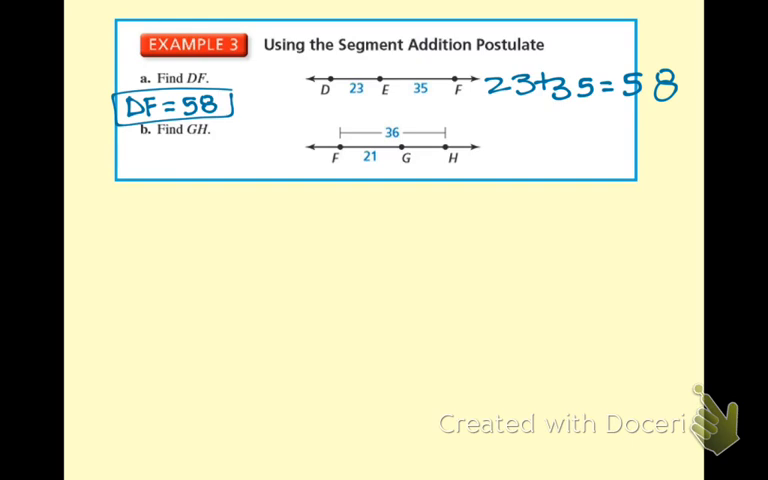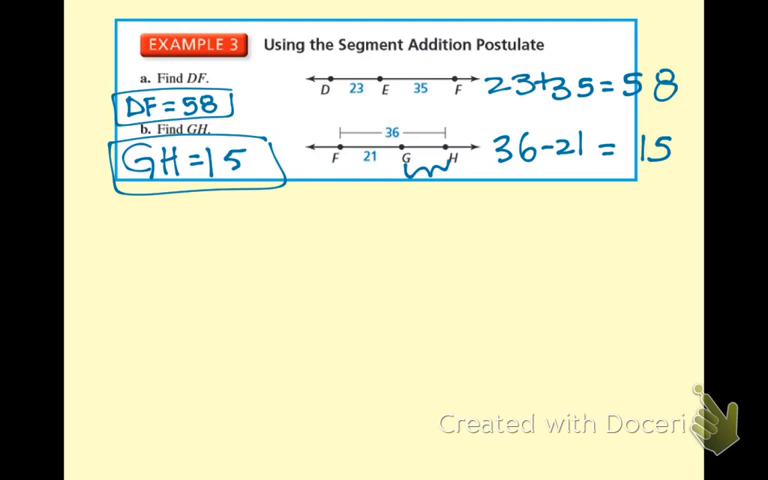All right, so now we're finding GH. So we have the full length of the line is 36. So can GH be bigger than 36? Absolutely not. So here's what we do. Well, actually, you can tell me. What do you think we do to find the missing piece out of our 36? Subtract. 36 minus 21 equals 15. So right on the side, GH equals 15.